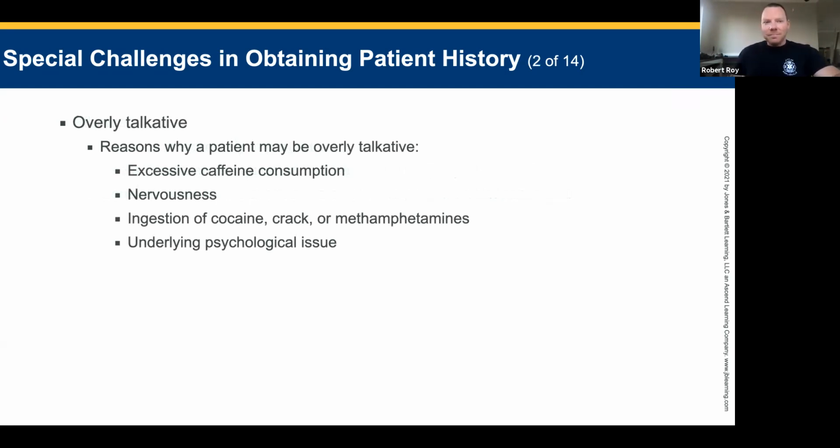Overly talkative. I haven't seen this one in an actual patient. Usually if they're, well, no, I take that back. There was a hyperglycemic patient that we dealt with once that was, his sugar was so high that it had brought his blood pressure over 200, and you could see it. His eyes were kind of bulging out of his head. It was weird. But I know the slide says ingestion, cocaine, crack, any kind of meth, things that really hype people up. They're going to be jittery and talking a lot.